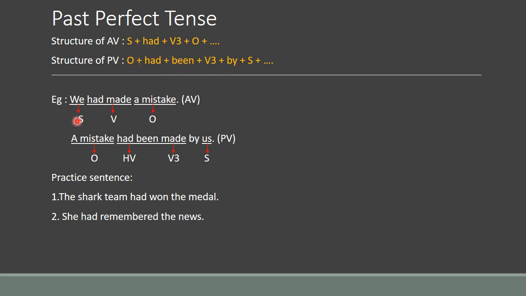Example, we had made a mistake. We is the subject, had made together is verb. A mistake is object. This is an active voice. When you change it to passive voice, a mistake should be brought to the front. A mistake is the subject of the sentence. Had been made. Been should be added as per the rule. Had been made by, you should add. We, objective form of we is us, so that I have changed it to us. Changed as us. Okay. So a mistake had been made by us. This is passive voice. Practice sentences. You can try later.